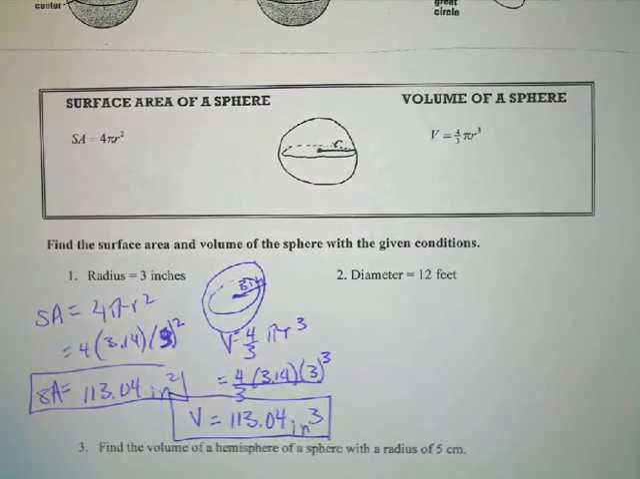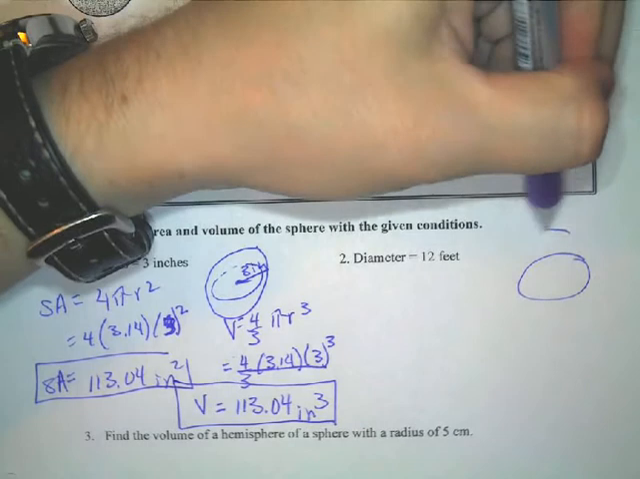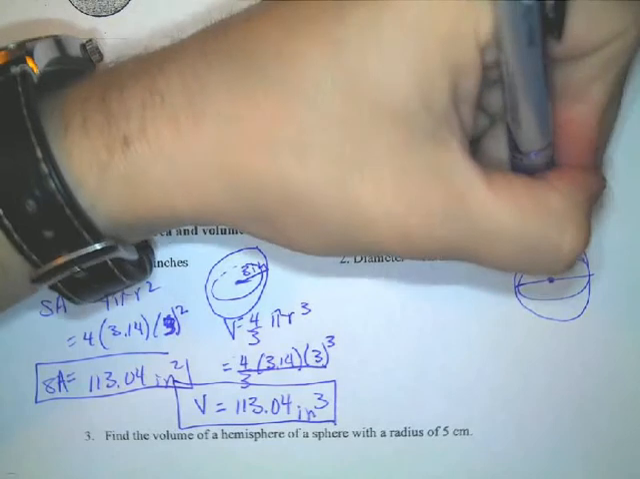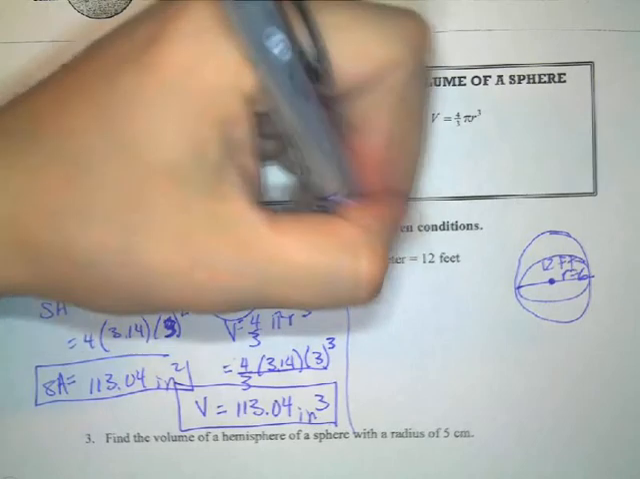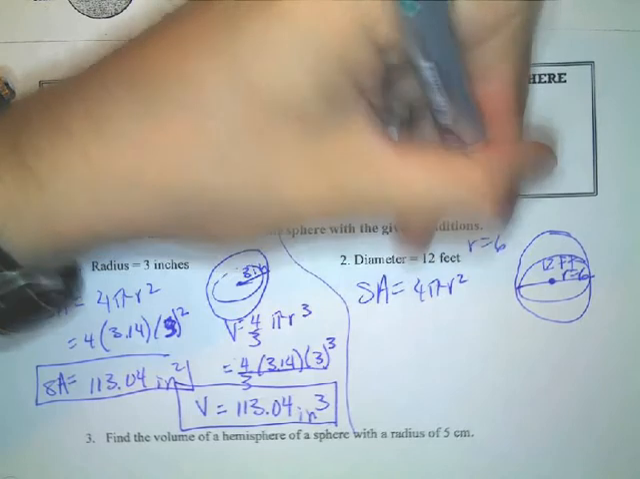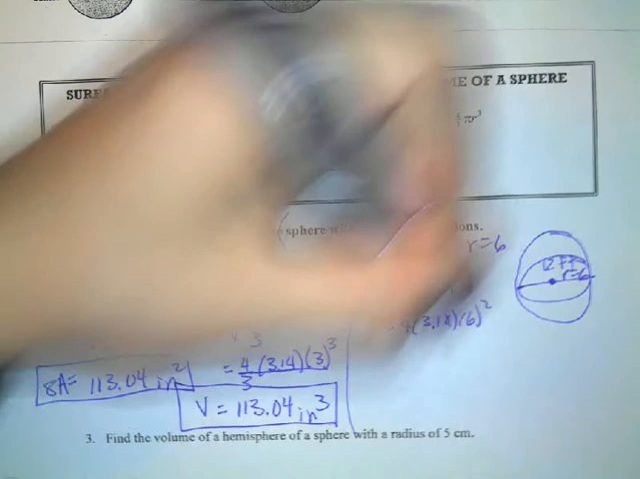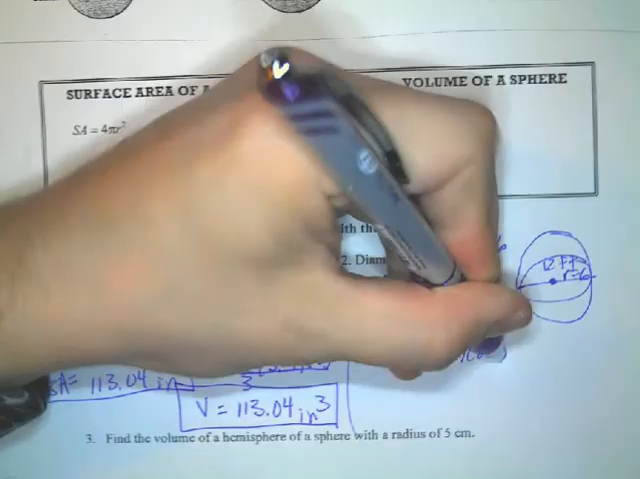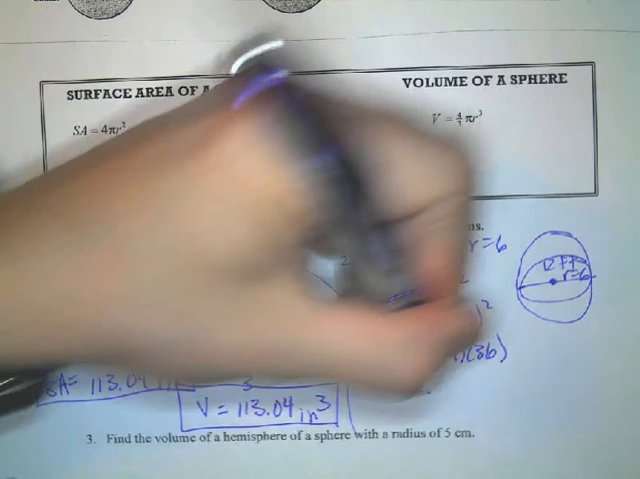This one says the diameter is 12 feet, so again, let me try to draw it here. There's the circle, not very good, but you get the idea. So this is 12 feet, which means the radius is 6. I need to know the radius to use the formula. So the surface area is 4 pi r squared. The radius is 6, so we have 4 times 3.14 times 6 squared. Multiply all that out in the calculator, and you get 452.4 square feet.